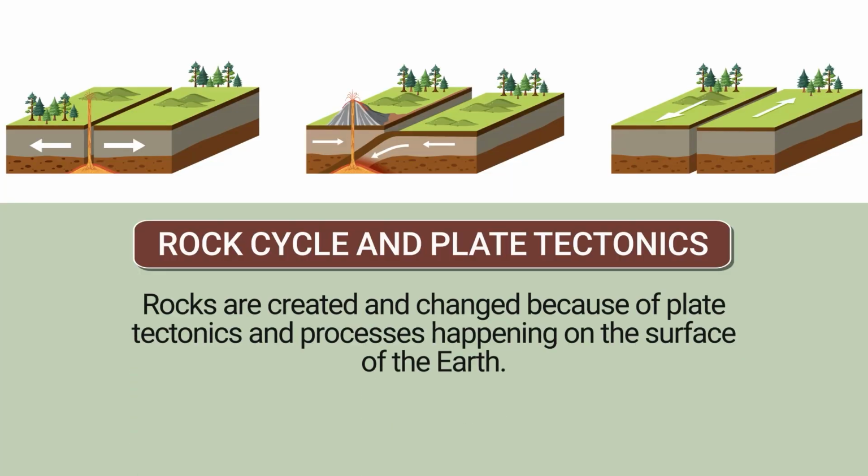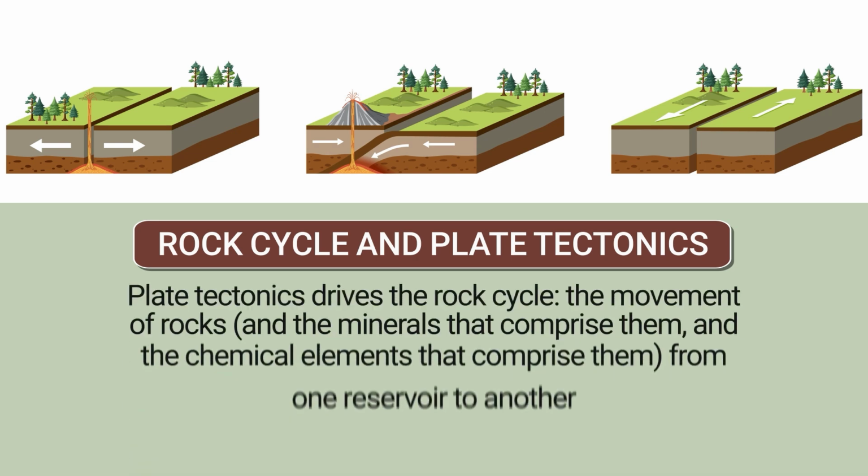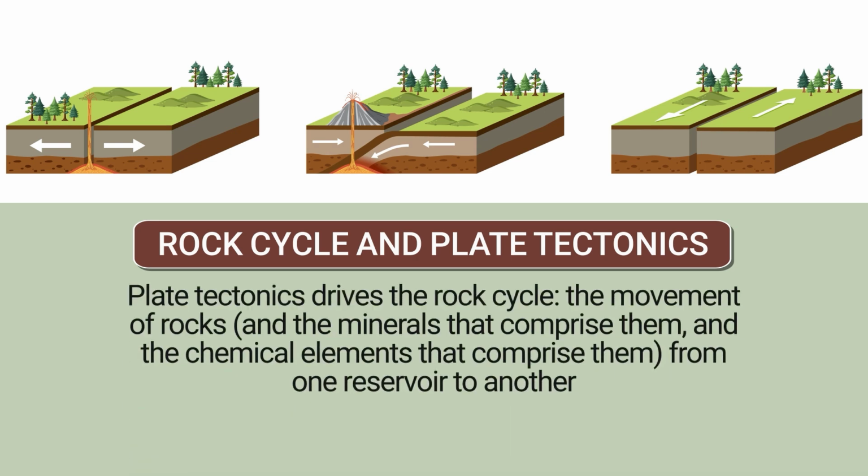Now, rocks are created and changed because of plate tectonics and the processes which occur on the surface of the earth. Plate tectonics drives the rock cycle, the movement of the rocks and the minerals that comprise them, and the chemical elements that comprise them move from one reservoir to another. This is the way the rock cycle occurs. Rock cycles are indicators of the geological environment.